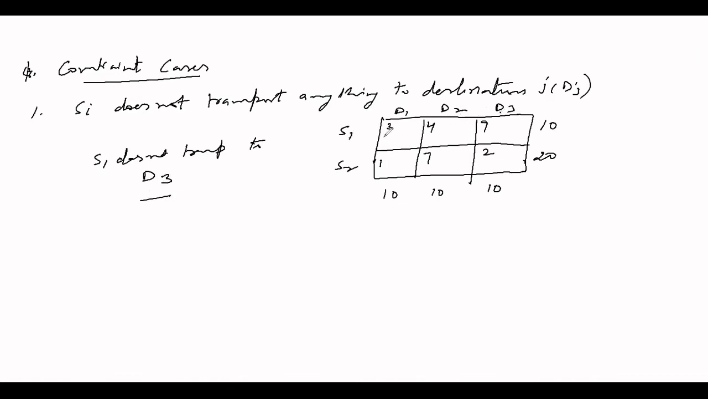How can we take this thing into account? So in this case, the cost of the C13 cell, because from source 1 to destination 3, we will change this cost to M.